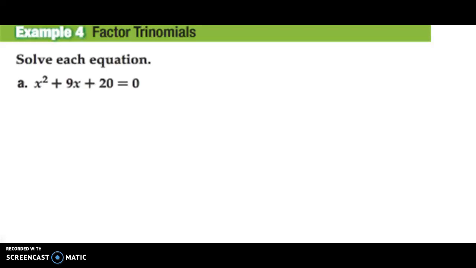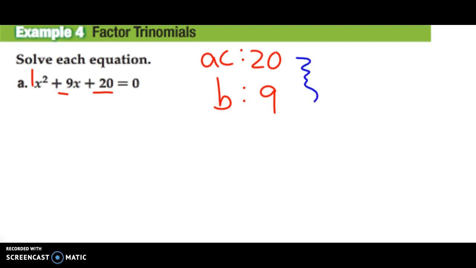So now we can look at an example when we have to factor trinomials. The thing we mentioned before is you want to always look at the number in front of x squared and the last number and multiply them together. So AC, when I multiply them together, 1 times 20 is 20, and my B is going to be 9. So we need to think of two factors that multiply to 20 and add up to 9.